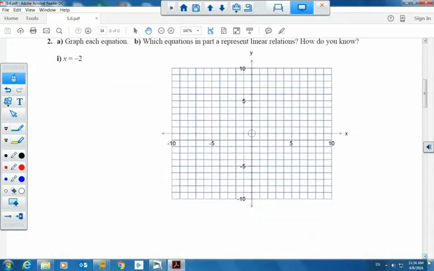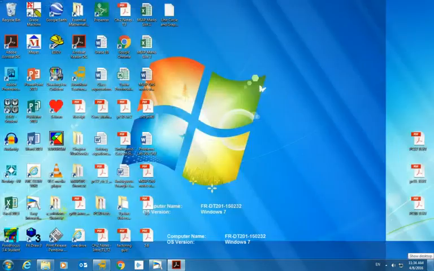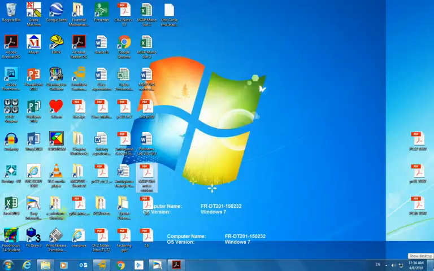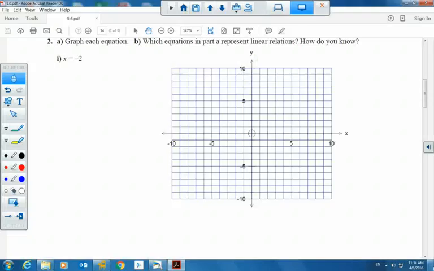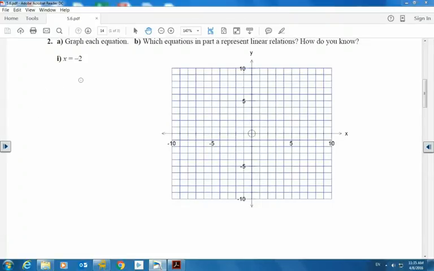So now let's try graphing these. Which represents a linear function? All right, table of values. So let's set it up here. My equation is x equals -2. And I've got x here, and then y there.